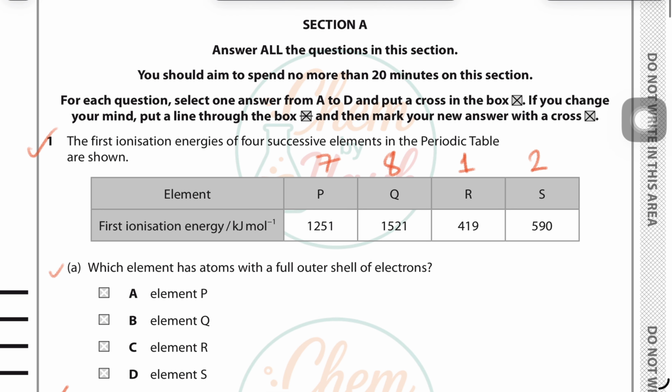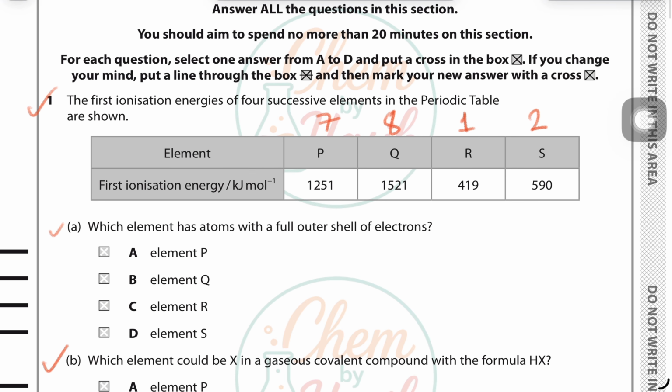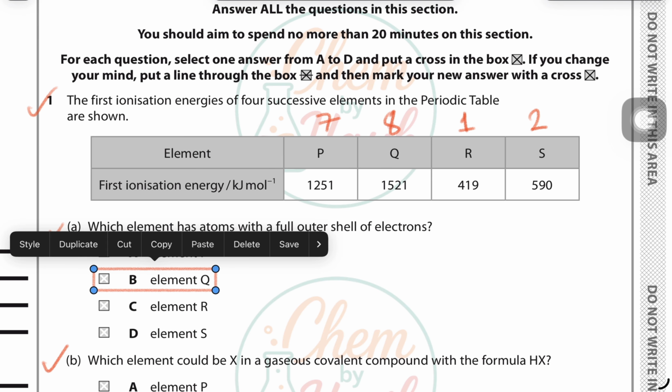Question A says, which element has atoms with a full outer shell of electrons? The element with a full outer shell of electrons is basically a group 8 element. So your answer to question A must be Q, because Q is in group 8. Since it has the highest first ionization energy, it must be element Q.